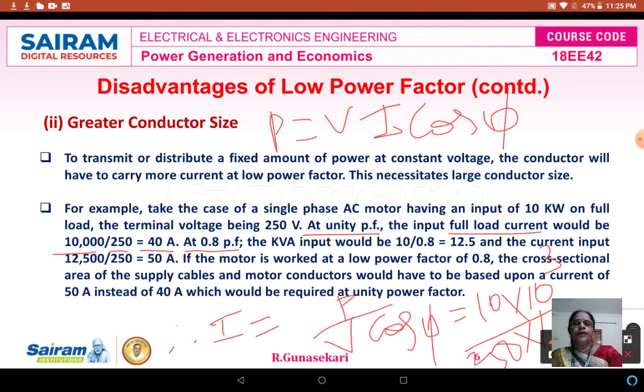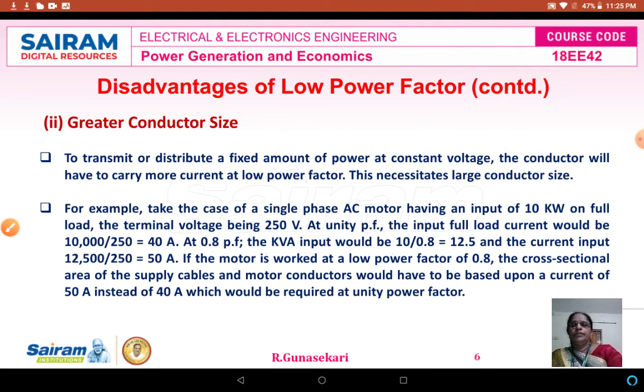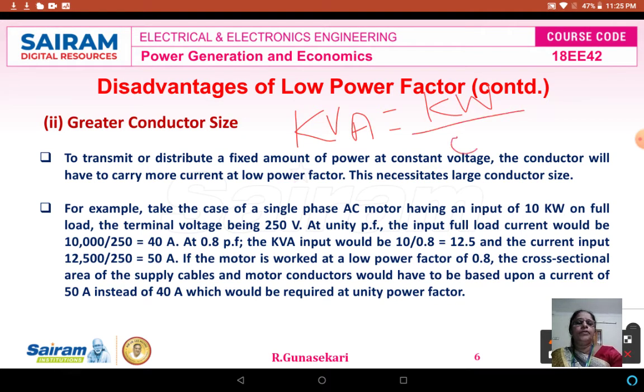Then suppose the power factor is 0.8. What is the kVA input? That is the apparent power, kilovolt ampere input, 10 divided by 0.8. Already from the triangle we know the formula. kVA is equal to kW divided by power factor, that is cos phi. So kW is 10, the power factor is 0.8, that is equal to 12.5 kVA rating.